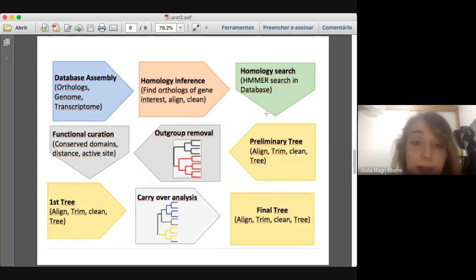Then we remove this outgroup, and with the remaining sequences, we make a functional curation step where we check whether the sequences have the expected conserved domains, or the active site of the enzyme. We also analyze sequences by distance, so sequences that are too distant, or identical sequences, we remove from our database. With the remaining data, we build our first tree, which still needs more filtering steps.